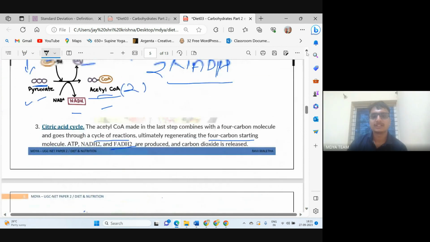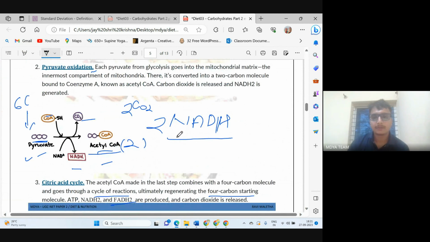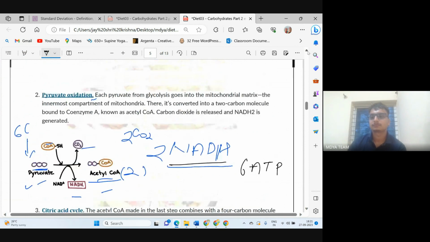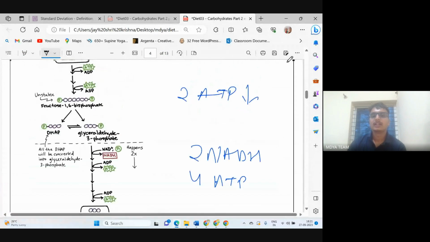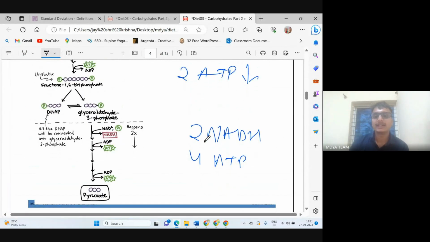Now let's come to this step. In this, production of 2 NADH is taking place. So total ATP will be 6 ATP. In the first step, there will be production of 2 NADH. 2 NADH means 6 ATP, and 4 ATP were already there.